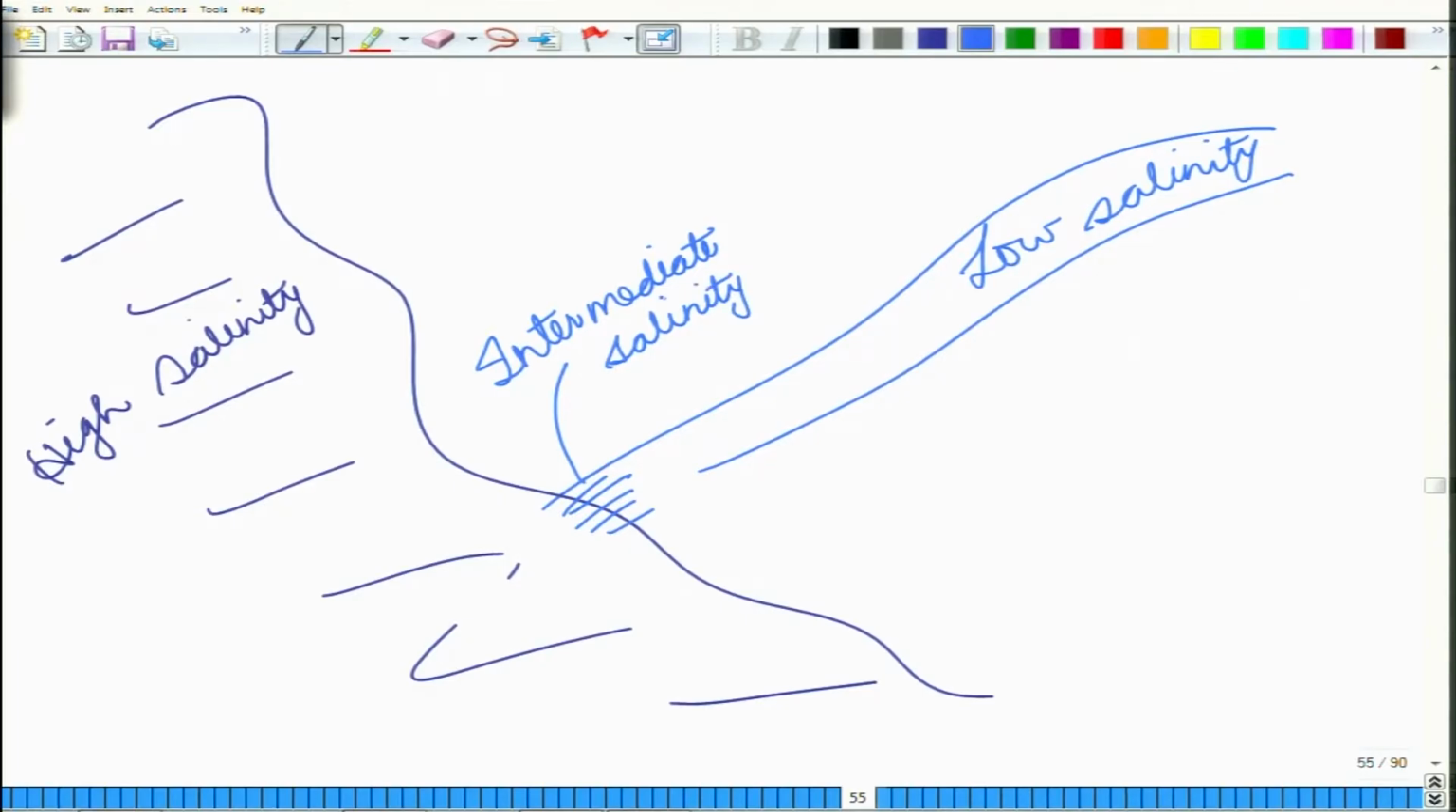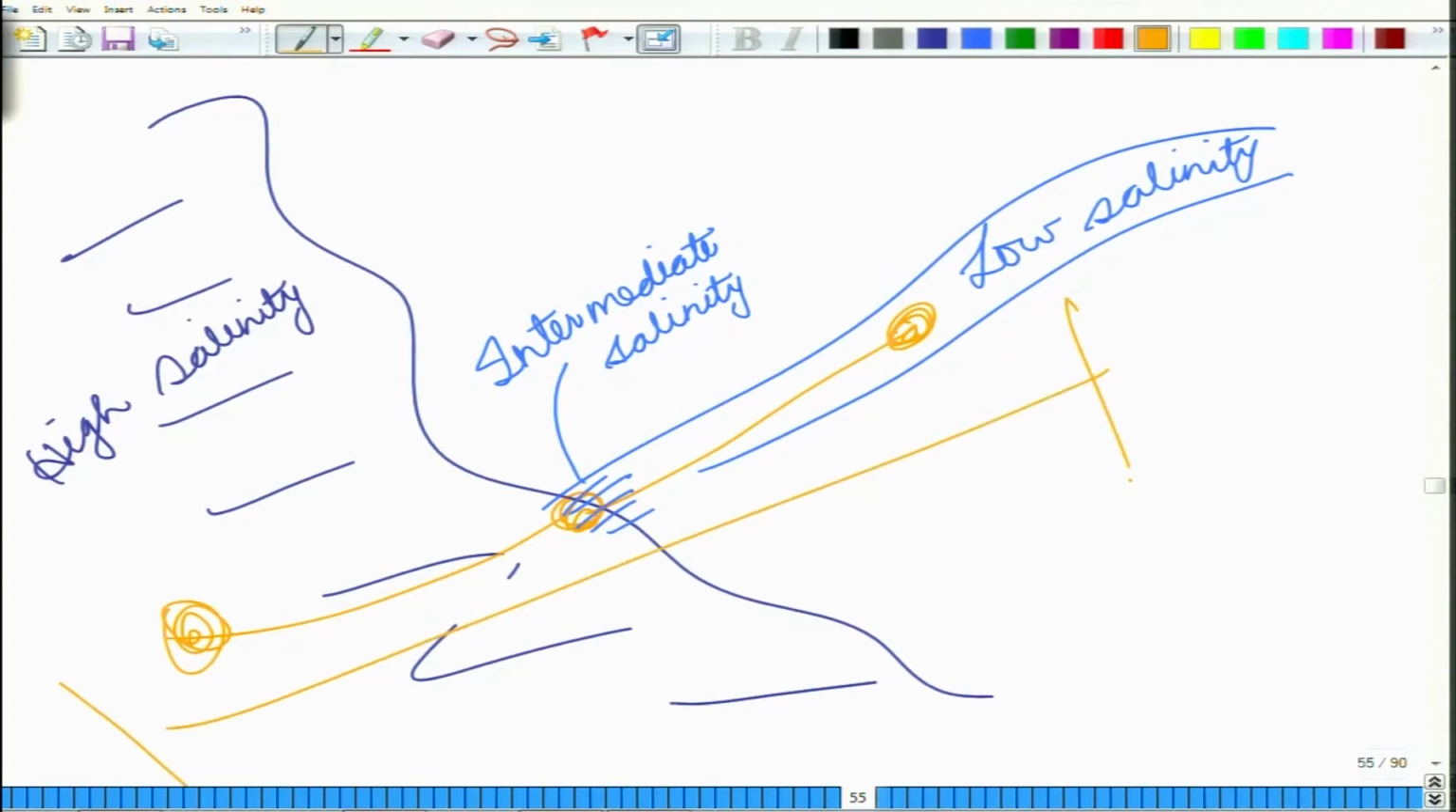And here you will have a number of species that would spend part of their time in the high salinity areas, part of their time in the intermediate salinity areas, and part of their time in the low salinity areas. So, this provides a very specialized habitat, and the species that are found in these areas are found here because these are the only few areas where you can have all these three kinds of salinities available in the same area. So, this is why you will have these specialized species that will be found in these areas.